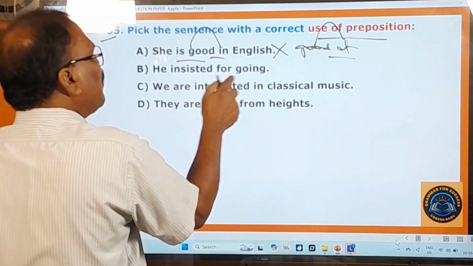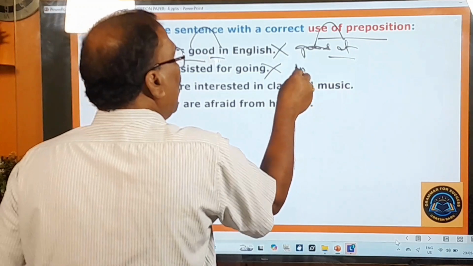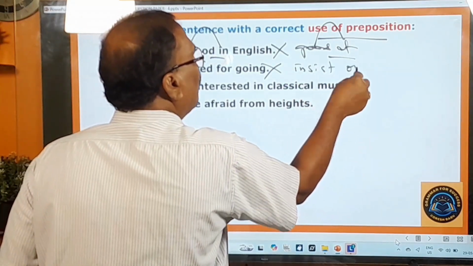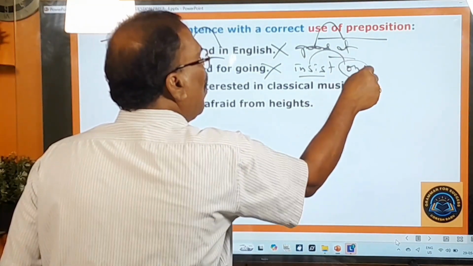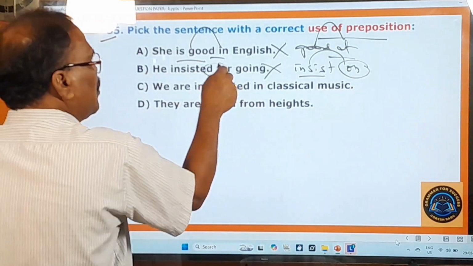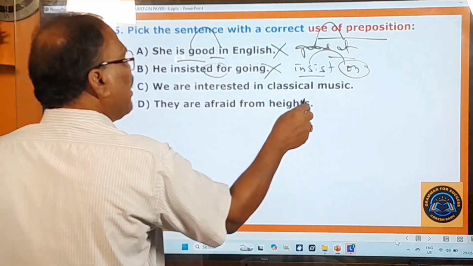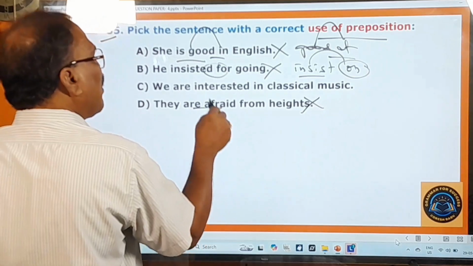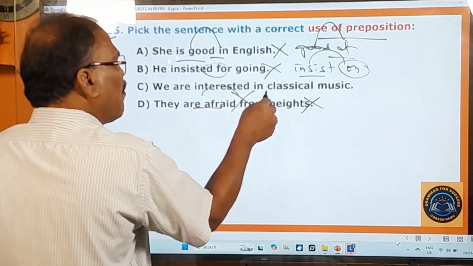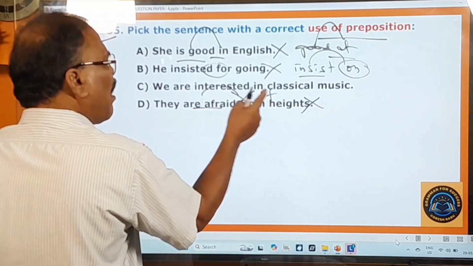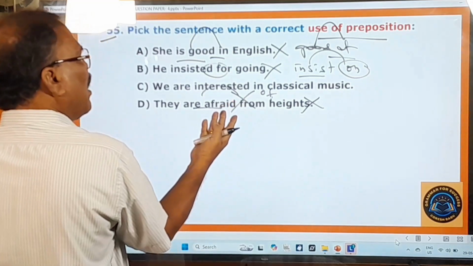He insisted for doing. This is also wrong, because you should always say insist on. After insist you must use the preposition on, but here for is used wrongly, and therefore this is wrong. And they are afraid from heights. This is also wrong, because after afraid you should not use from, but you must use only of. Afraid తర్వాత ఆఫ్ వాడాలి, ఫ్రమ్ వాడకూడదు. మరి ఇక్కడ వాడారు కాబట్టి తప్పు.